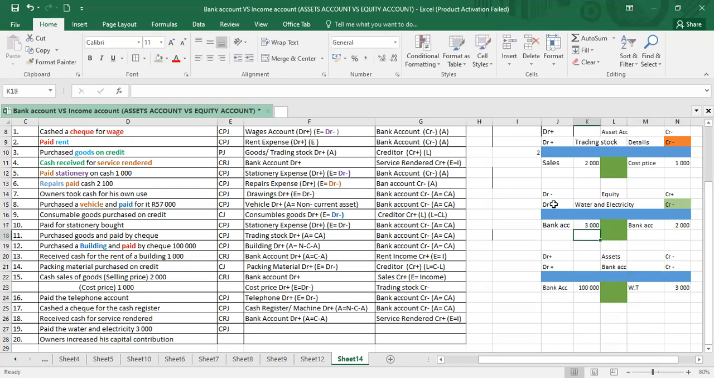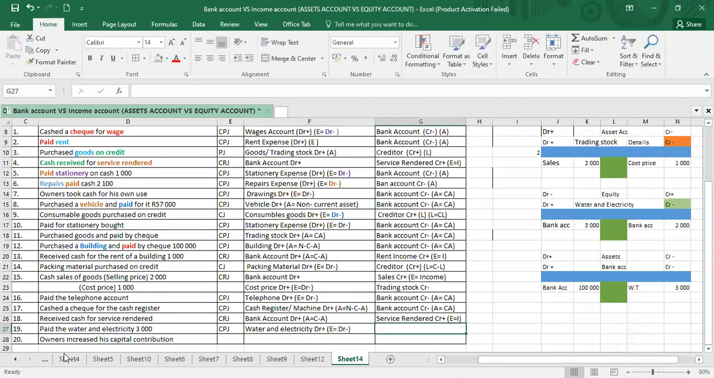You are done. However, when expense increases on the debit side, it makes the owner's equity decrease on the credit side. That's why we will debit water and electricity, because it's an expense. When we debit expenses, expenses will increase. But expenses fall under owner's equity. When expenses increase, it makes the owner's equity account decrease.